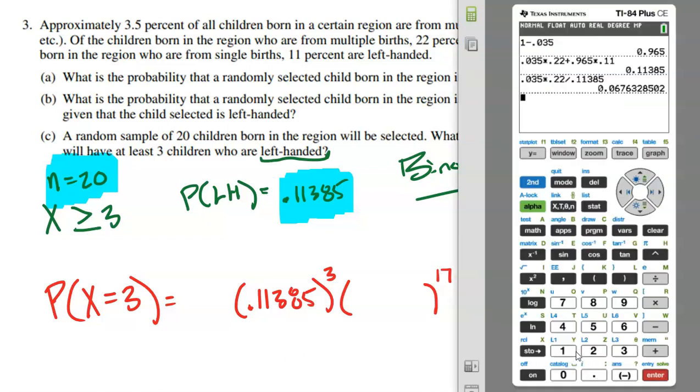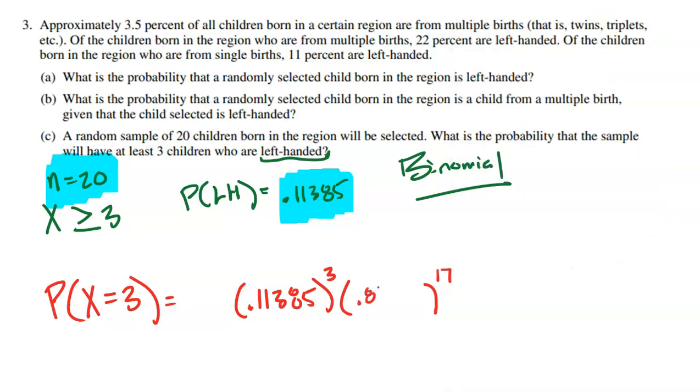Now let me figure out that probability. So I'm just going to do 1 minus 0.11385. This calculator is sticky. Okay, there it is, 0.11385. So that is 0.88615. Now, this is the number of successes I have. This is the number of failures I have.